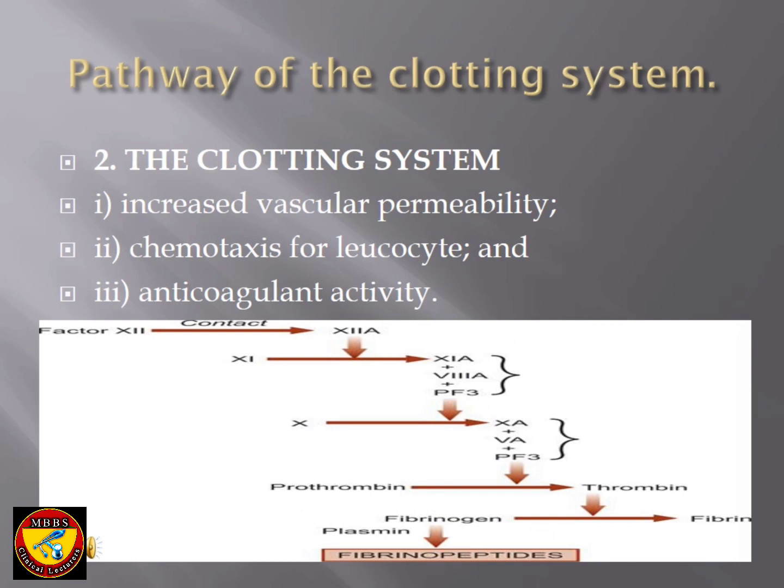Now the second entity is the clotting system. The pathway starts with the activation of factor 12A. It initiates the cascade of the whole clotting system, with activation of clotting factors 9, 11 and so on, resulting in the formation of fibrinogen, which is clotting factor 1, which is acted upon by thrombin to form fibrin, and the action of fibrinopeptides in inflammation is increased.